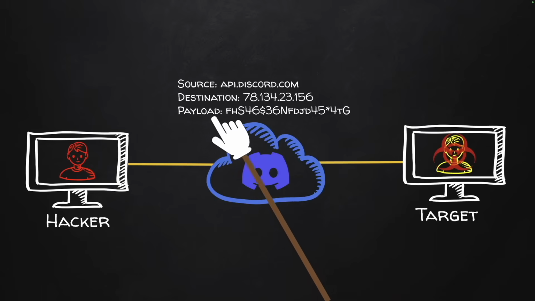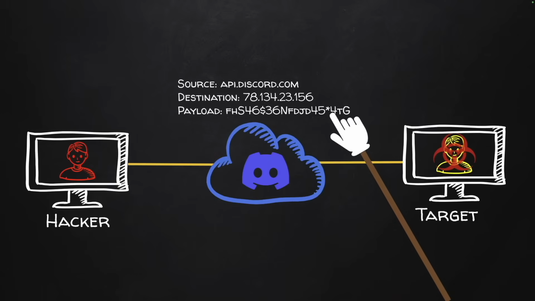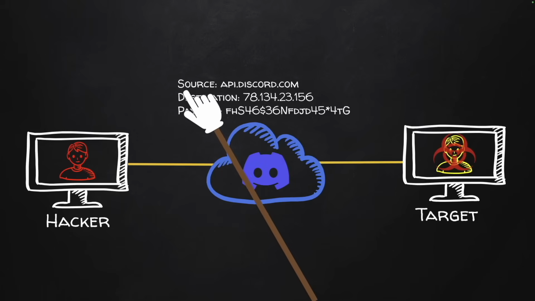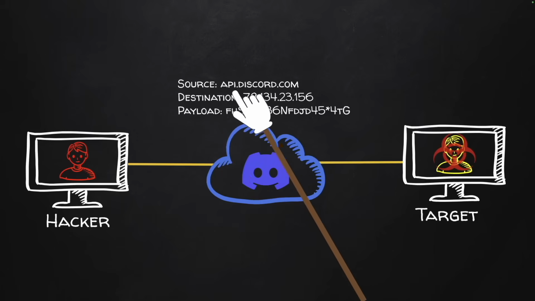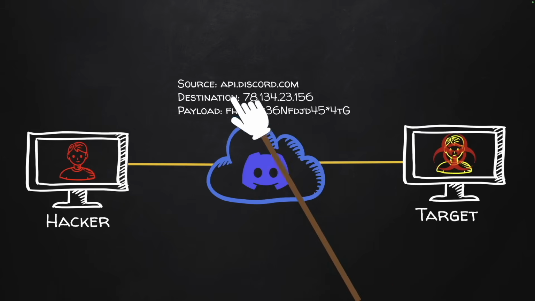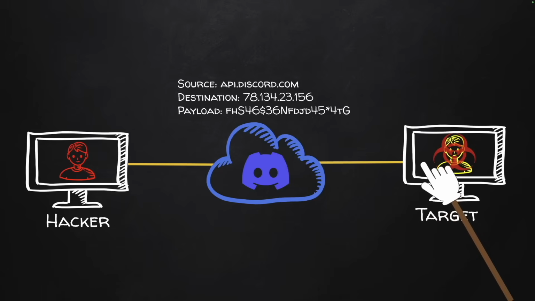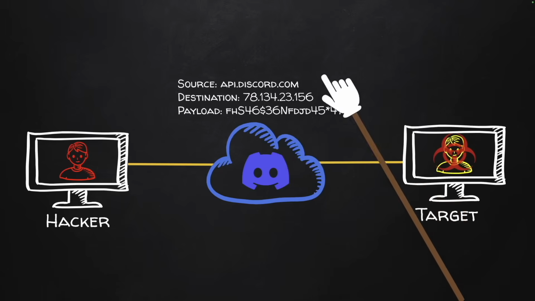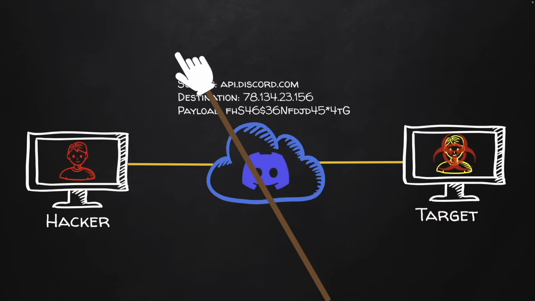Here you can see the payload is encrypted, since all the traffic that's coming and going from the Discord servers is encrypted with SSL, and also the source of the packet is coming from api.discord.com, which is a trusted domain by millions of computers out there. So it gets increasingly more difficult for the target machine's firewall to flag this packet as malicious.